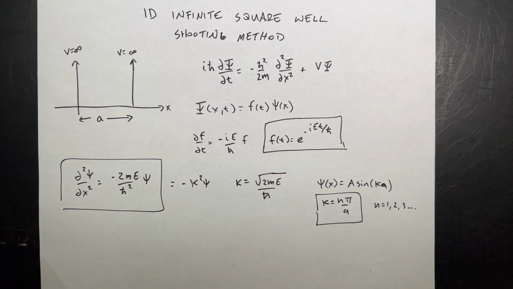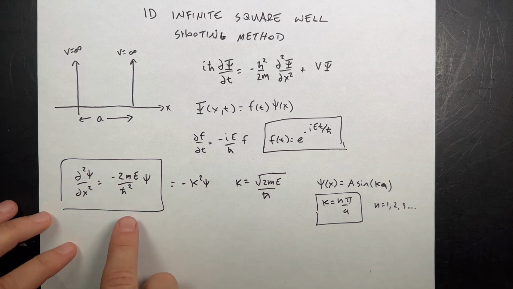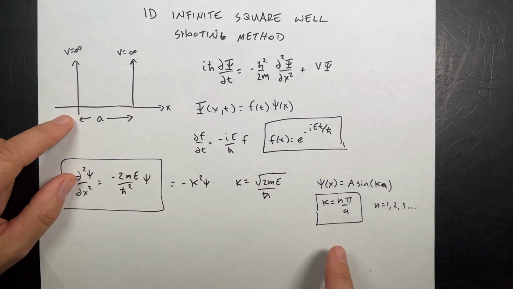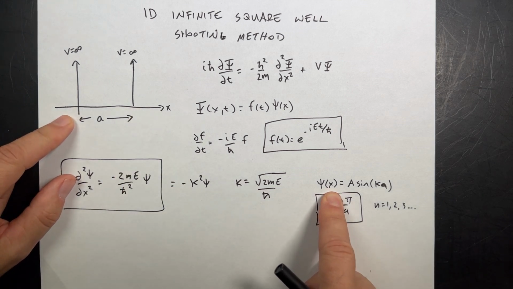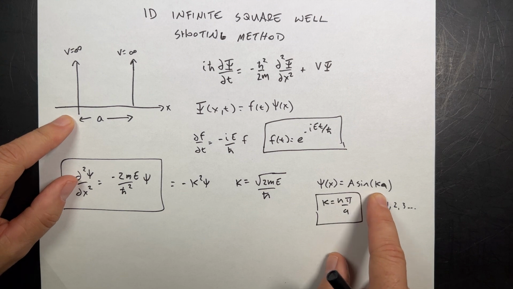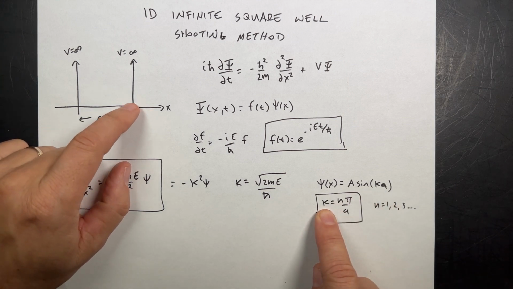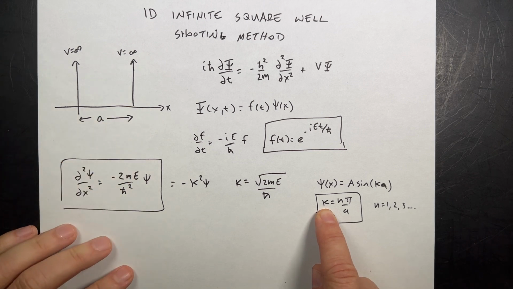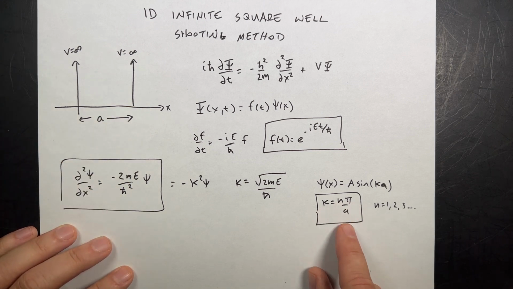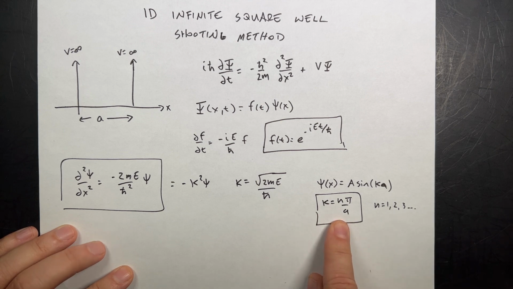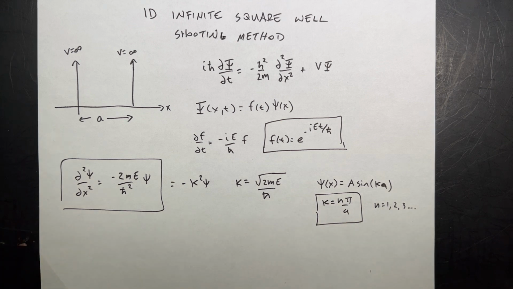You can do it. It's not too difficult by guessing a solution and setting the boundary conditions, and you get this for the solution: a sine kx, where k depends. In order to make this boundary condition satisfied, k has to be a multiple of pi, n pi over a, and this sets limits on the energy, which I didn't put here.